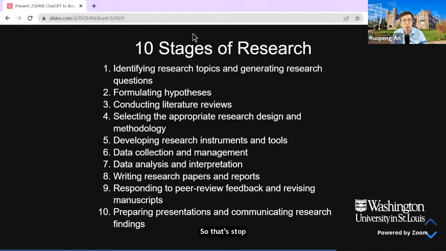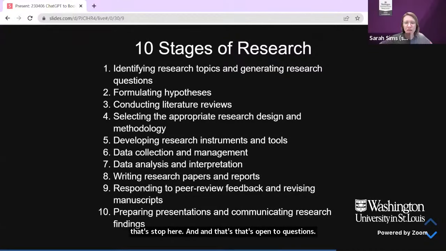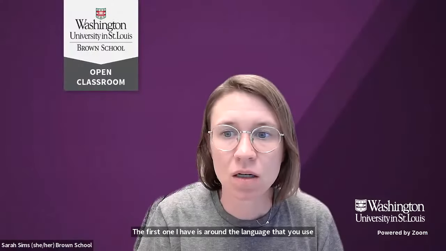That's open to questions. Yeah, and we've got several, so I'm going to try to get through as many as possible. The first one I have is around the language that you use when you're putting in the prompts. In some of your examples, you used really specific terms. Is it better to use specific jargon with respect to the research you're doing, or is it better to use plain language? Where are you going to get the best results?